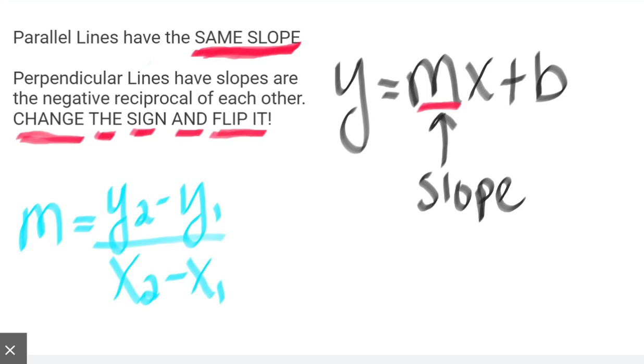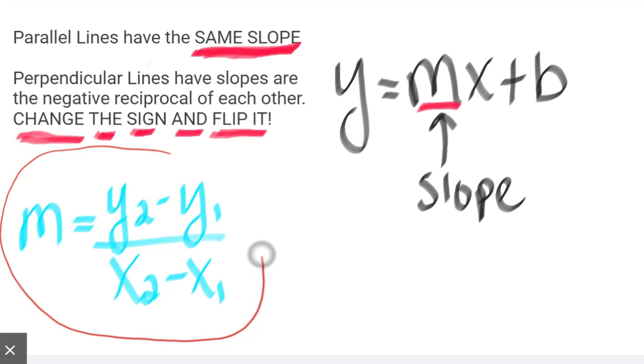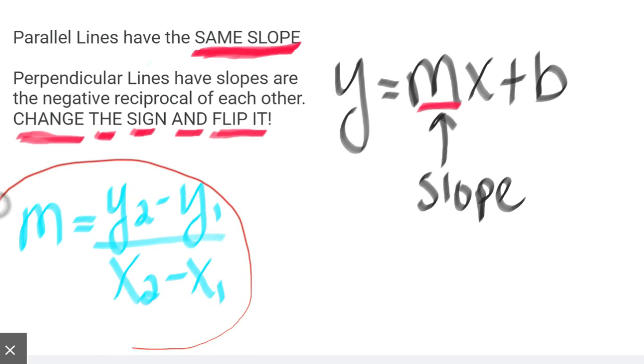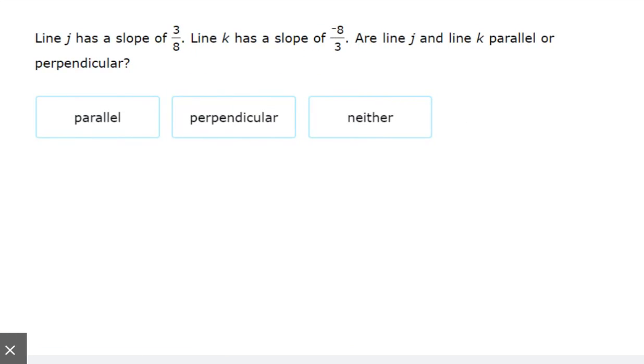And then one more thing that we need to know is the slope formula. Okay, so our slope is equal to y2 minus y1 over x2 minus x1. Okay, so let's look at some examples. So this is an example from IXL.